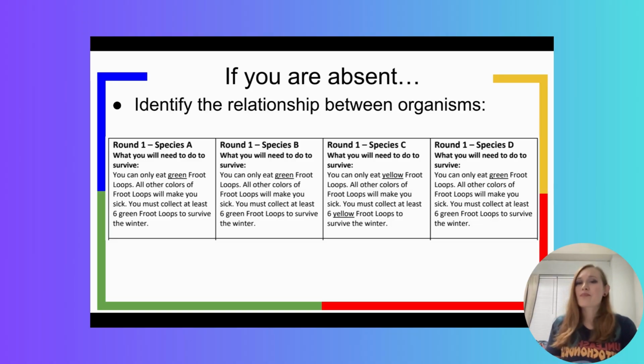Welcome back. So what you should have gotten between A and B is competition. A and C is commensalism. A and D is competition. B and C should be commensalism. B and D should be competition. And the last one, C and D, should be commensalism.